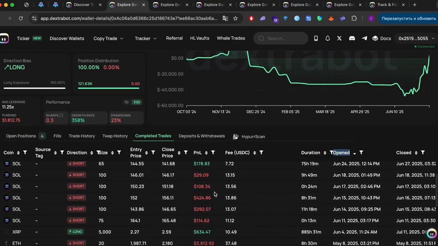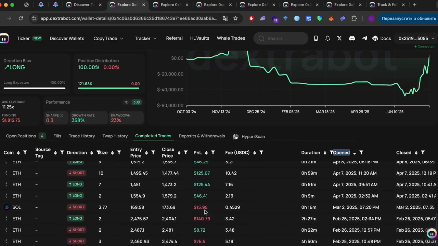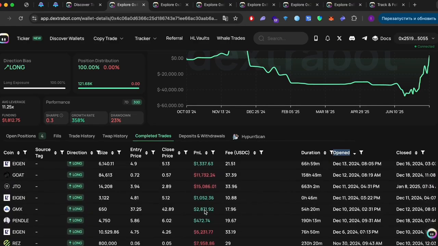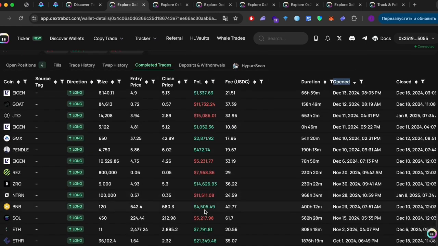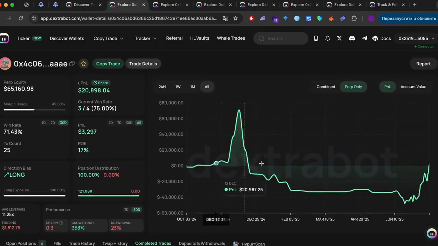We can see that he does have losing periods, like when he took several losses in a row in June on shorting Solana. There are also profitable periods, but overall this wallet is, well, not the best, right? So I wouldn't copy trade him, even though he had some very big profits at first, and now he has a few trades in the green. Basically, you can find more interesting wallets.